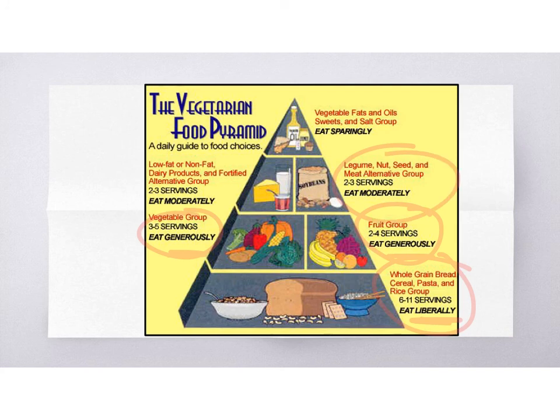Legumes, nuts, seeds and meat alternatives, as well as non-fat dairy products, if the person can have milk products, should be eaten in a moderate amount. And then just like the typical Australian Guide to Healthy Eating, an individual who is a vegetarian should only be having vegetable fats, oils, sweets and salt very sparingly or in small quantities.